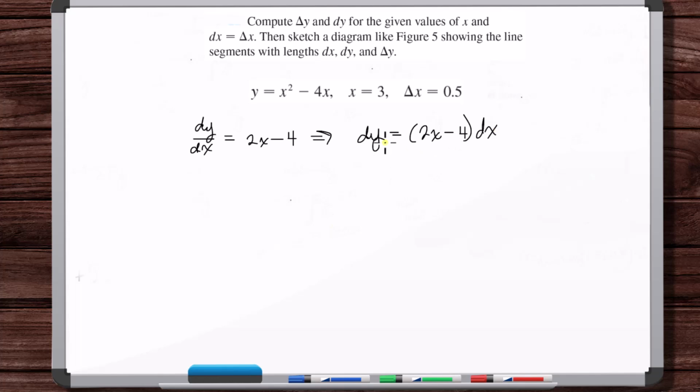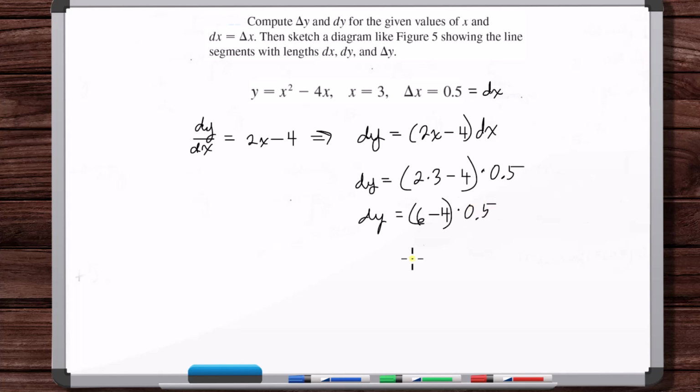Now that's the function for dy. How do we actually calculate dy? Well, we plug in x is equal to 3, and this is dx, right? So you say 2 times 3 minus 4 times 0.5. So 6 minus 4 times 0.5. dy is equal to 2 times 0.5. dy is 1. What is delta y?